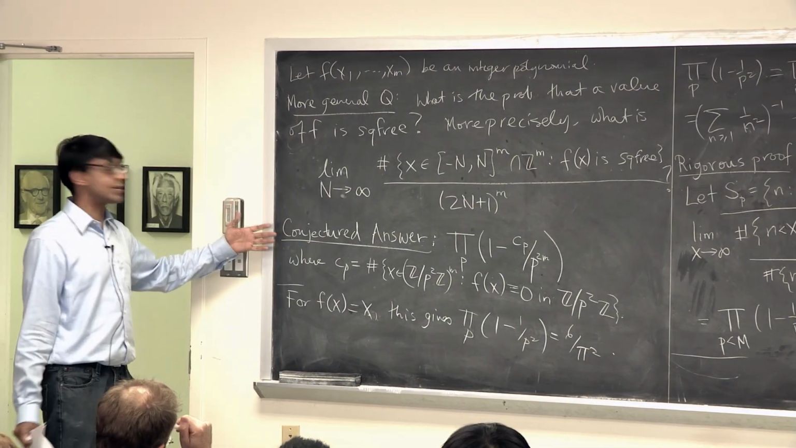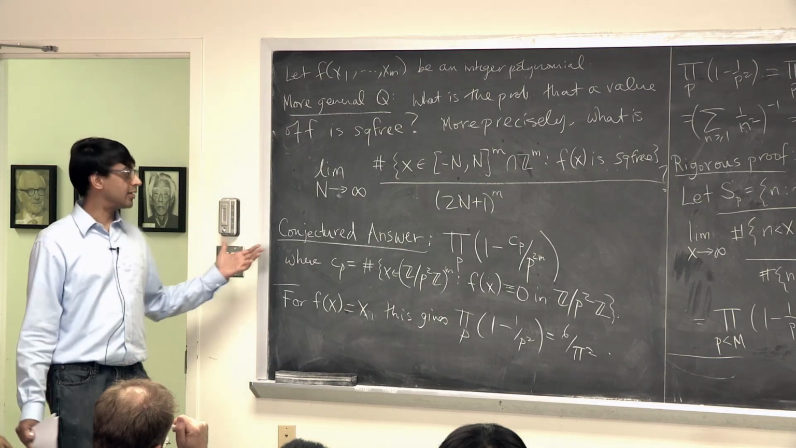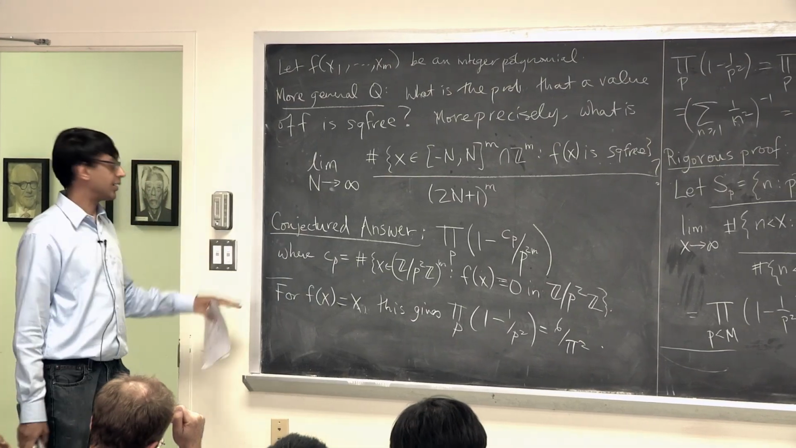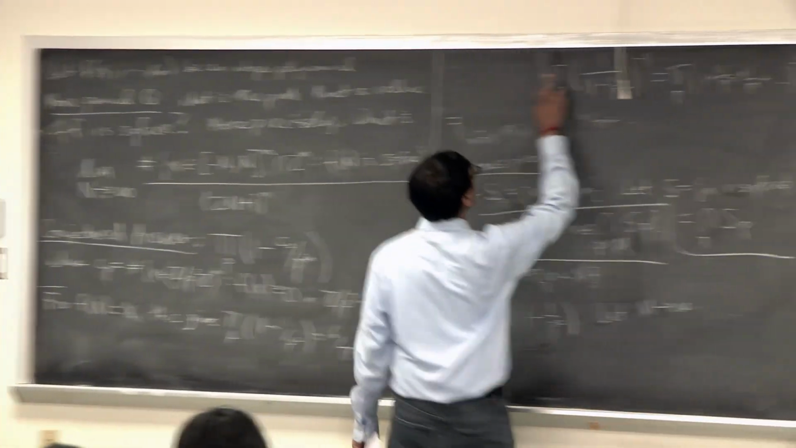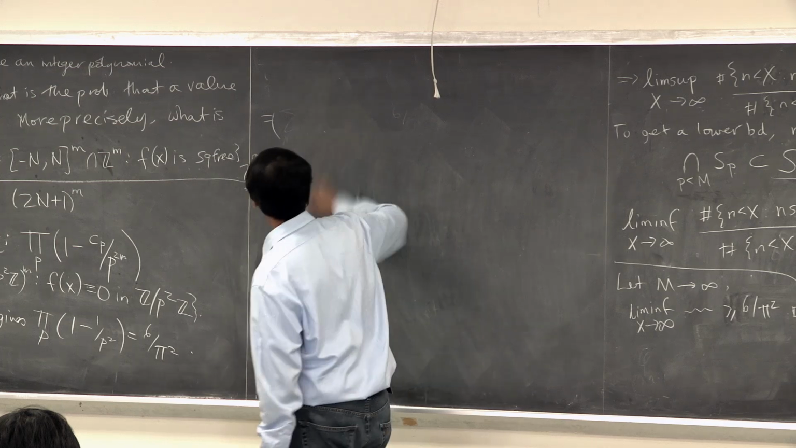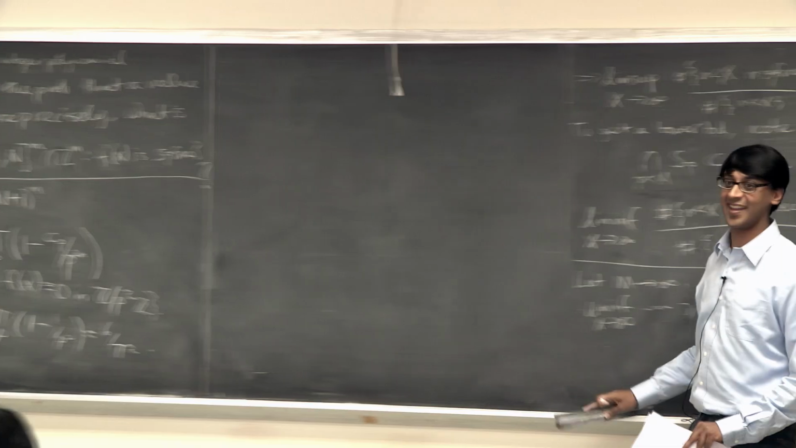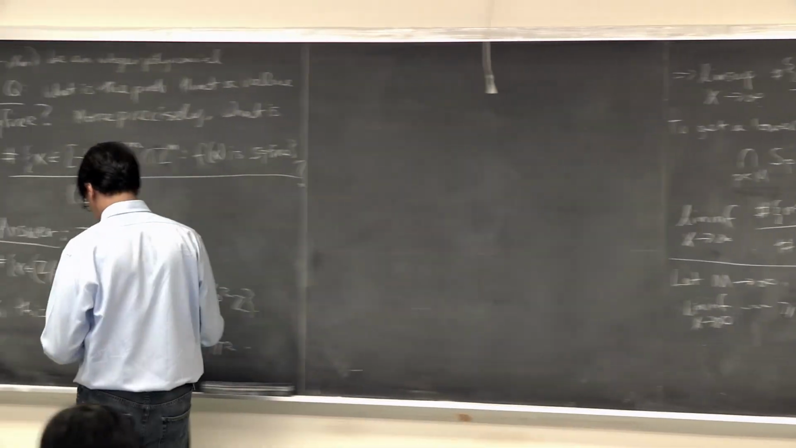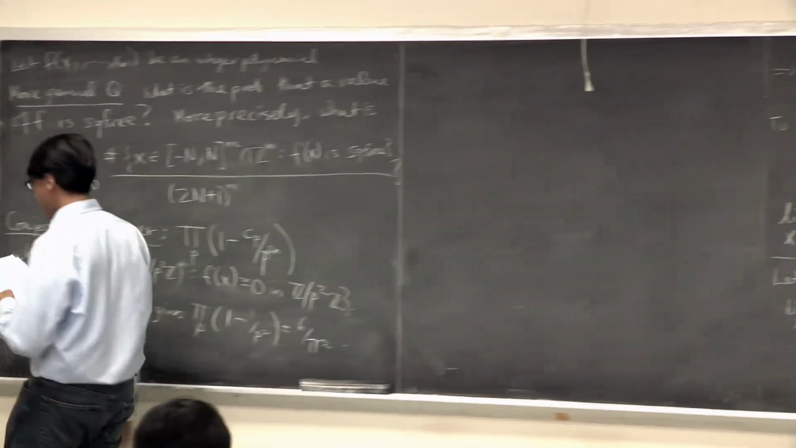Okay, so this is the general conjectured answer, which gives the usual answer for the number of square free integers. But this is what should be happening for general polynomials. It's a totally natural conjecture. So the question is, why can't you just prove it the same way? Here's the proof. We've already proven it for f of x equals x.